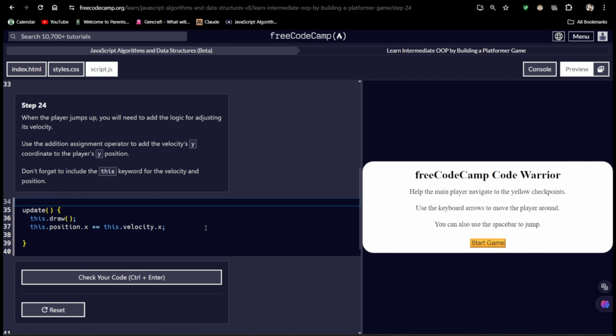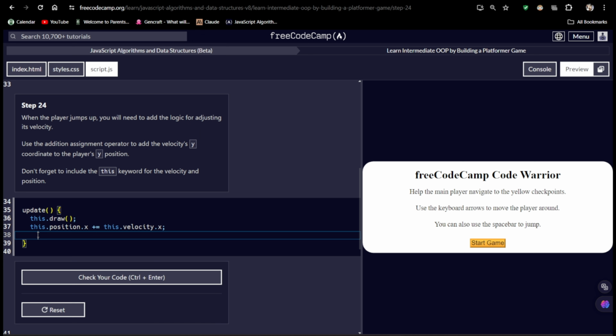When the player jumps up, you will need to add the logic for adjusting its velocity. Use the addition assignment operator, which is this one, to add the velocity's y coordinate to the player's y position. Don't forget to include the this keyword for the velocity and position. As you may already have realized, this one is actually achievable with the use of this one, but replace x with y. But perhaps let's take it slow.